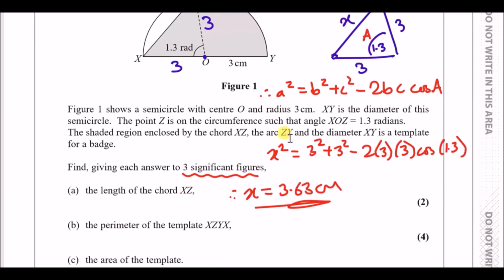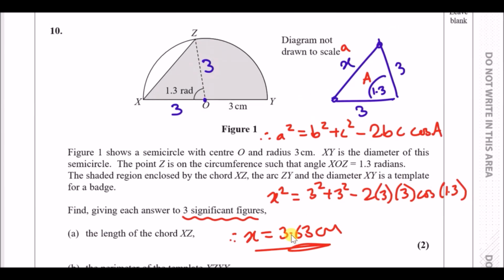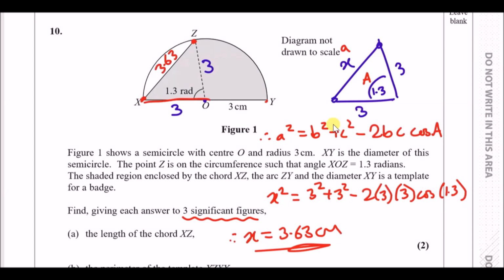So here they want to find the perimeter of the template XZYX. So in other words, we start from X up to Z, all the way down to Y, and then back to Z. Okay? So what do we know? Looking at this across, we just determined the length of XZ. It was 3.63. We have 3 here. We have 3 already. So technically, we just need to work out what this arc length is.